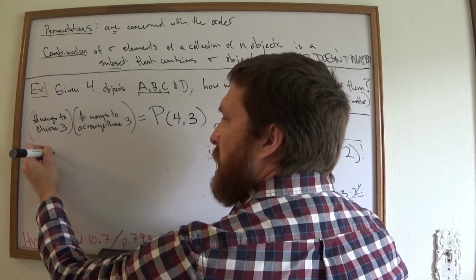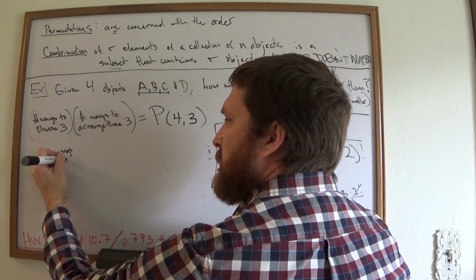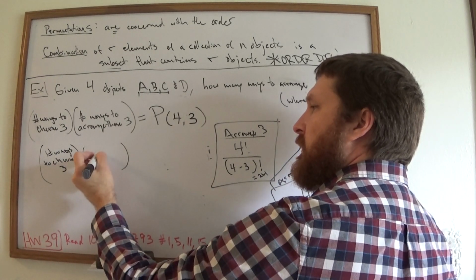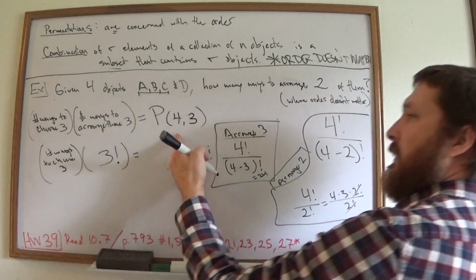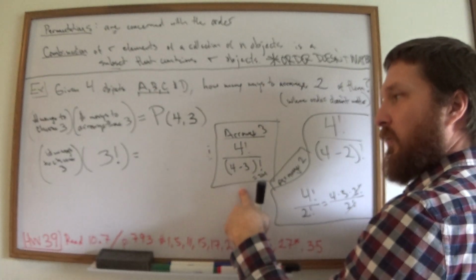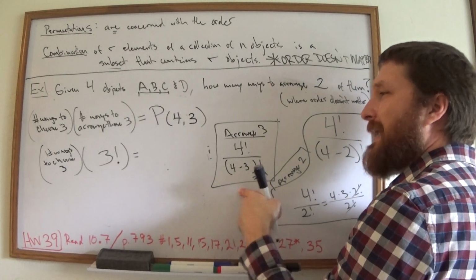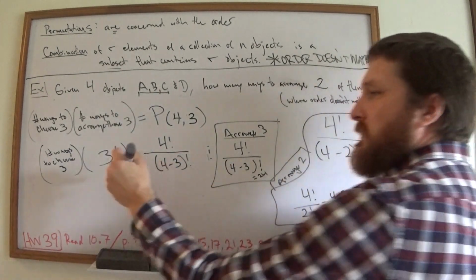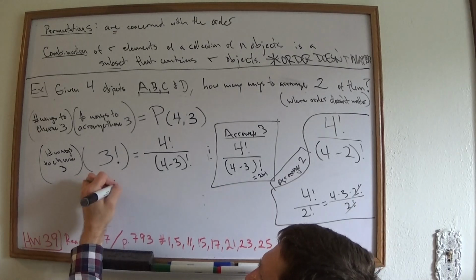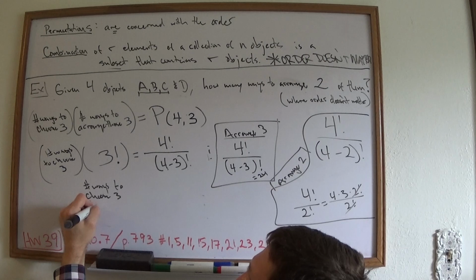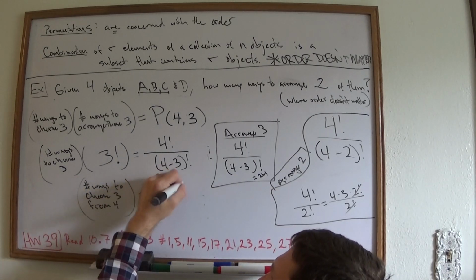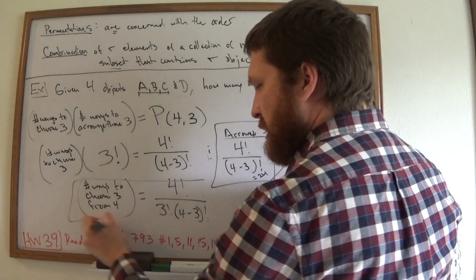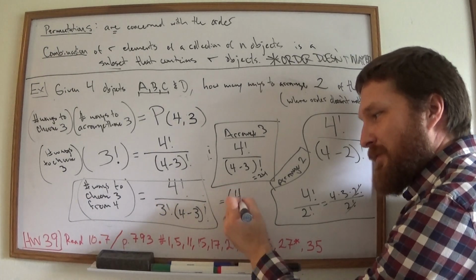And so then the number of ways to choose 3 times how many ways are there to arrange those 3 things? 3 factorial. There you go. That's this, right? The number of permutations of 3 things taken out of 4 things is 4 factorial over 4 minus 3 factorial. And so then the number of ways to choose 3 from 4 things is equal to 4 factorial over 3 factorial times 4 minus 3 factorial. Which is why we called it 4 choose 3.